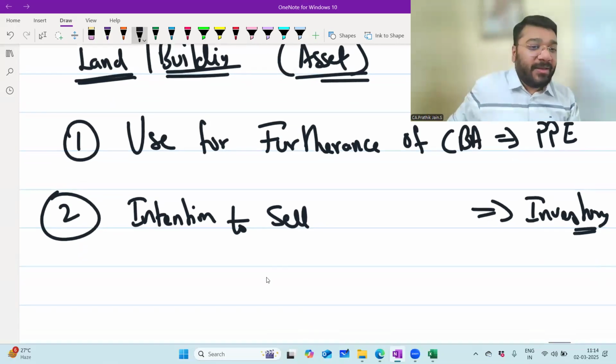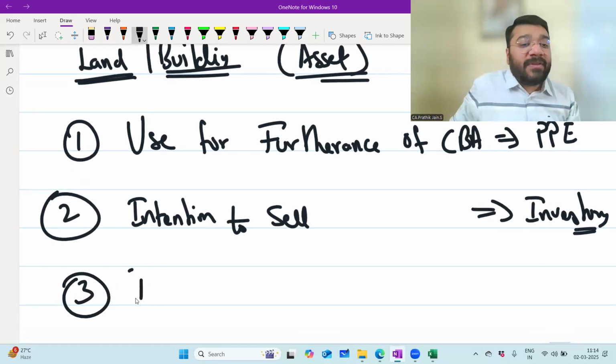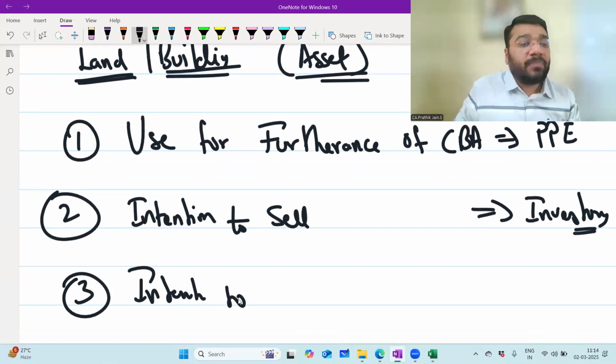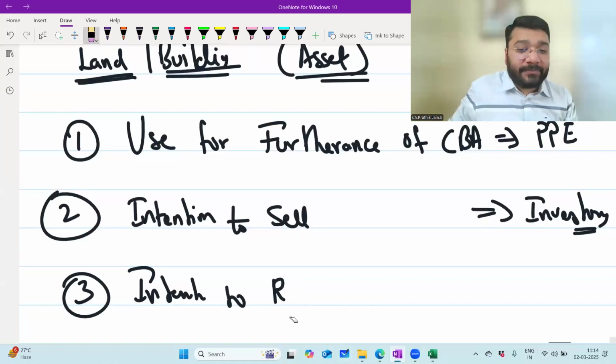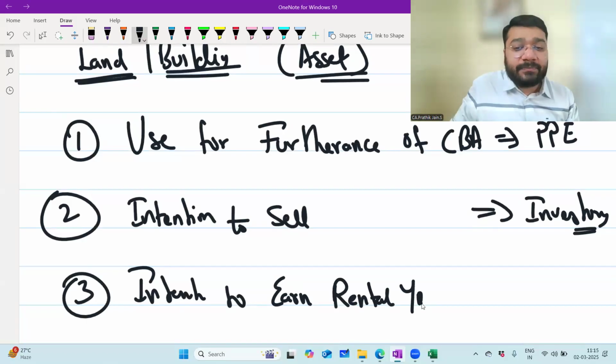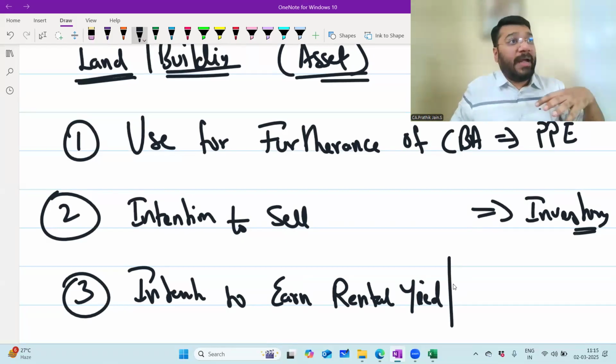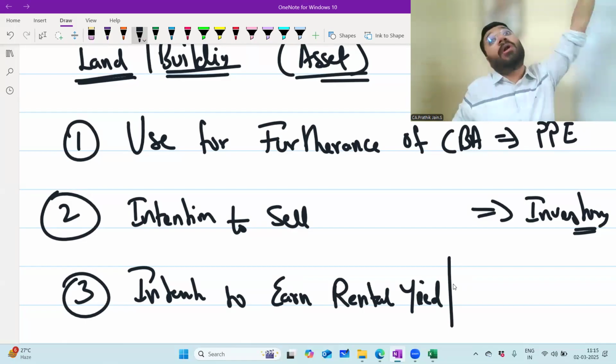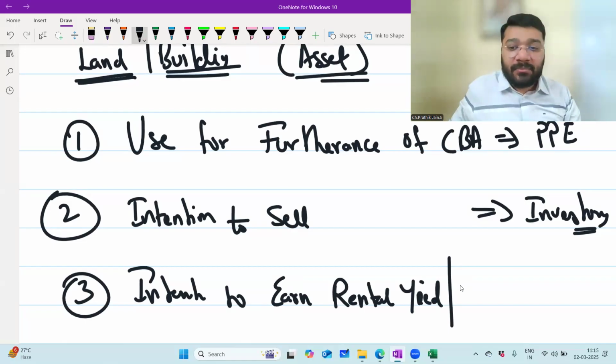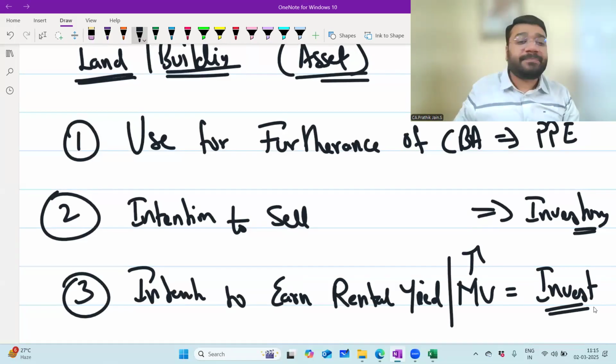Yes. If you buy land and building with the intention to earn rental yield, or you want the asset to be with you and you want the value of the asset to grow over a longer period, to appreciate the market value of the asset, in that case, it is investment.